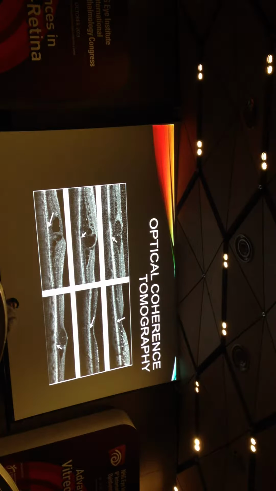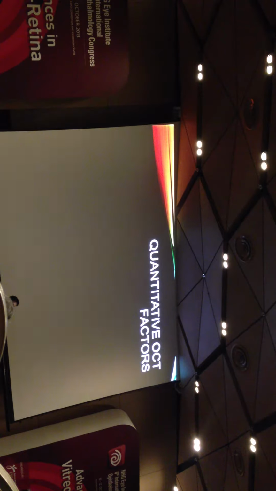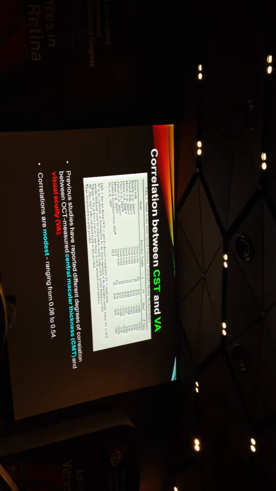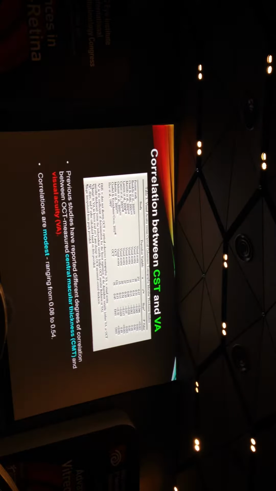Anyway, OCT is obviously an important tool that we use to help us screen and make management decisions. So we can look at the quantitative factors. First of all, some have suggested that you can use the central subfield thickness, that's the mean retinal thickness within the central 1 millimeter of the ETDRS grid, and correlate this with visual acuity.